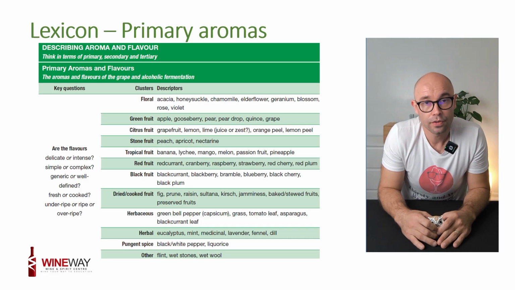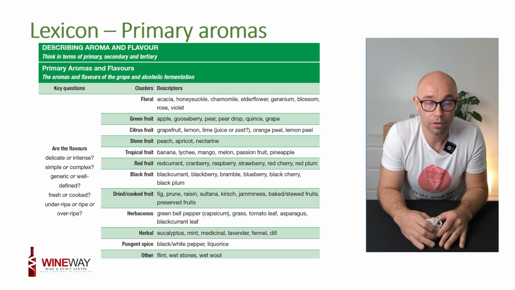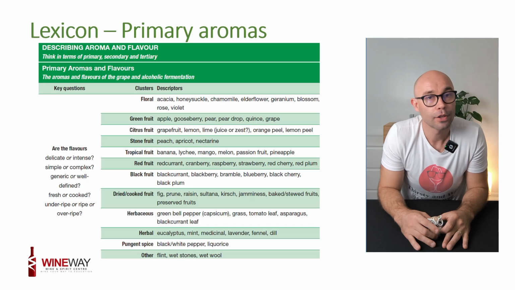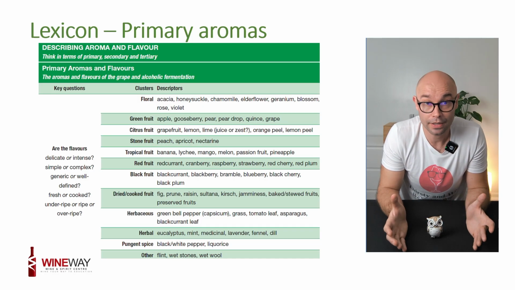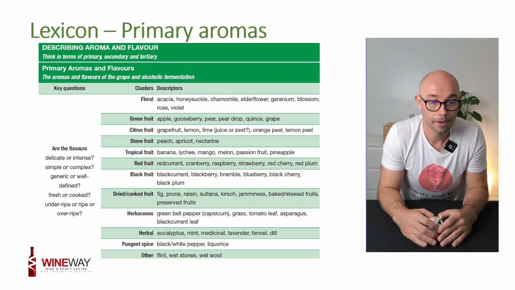The clusters that are used for the primary aromas are flower, floral, green fruit, citrus fruit, stone fruit, tropical, red fruit, black fruit, dried or cooked fruit, herbaceous, herbal, pungent, spice, and other. When you're describing the wine on the exam and also on the course, you can use a cluster descriptor, meaning the wine smells like citrus fruit. That is fine, but you will not get points for that. You need to say the specific aroma from that cluster. So instead of saying that the wine has citrus fruit, just say which citrus fruit you think the wine has. For example, lemon or grapefruit, right?